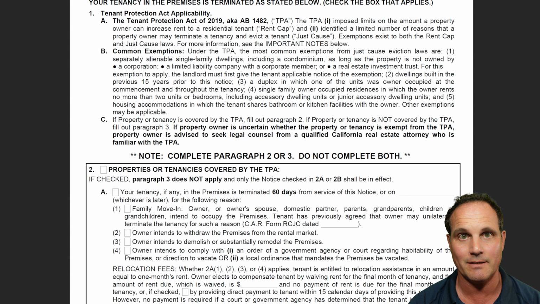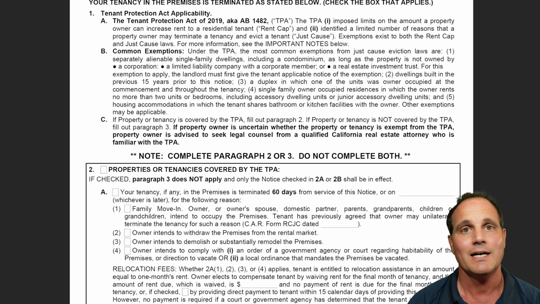One last hot tip, and this is related to the Tenant Protection Act. I have other content on this. Make sure you watch my other videos on AB 1482, because there's a very important point. As a landlord, if the property is exempt from AB 1482, for example, it's a single family home or a condo, that would be very helpful for the landlord because they don't have to give a reason and they don't have to pay relocation assistance.